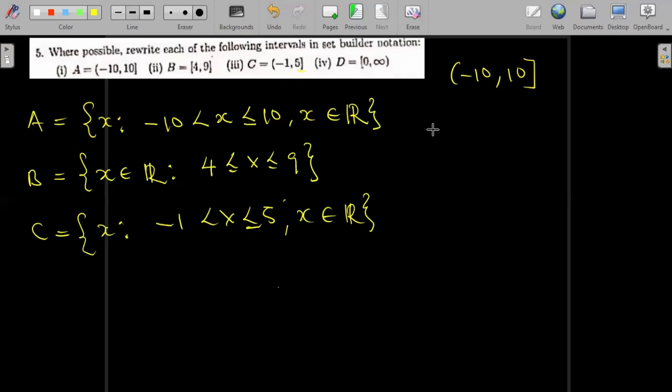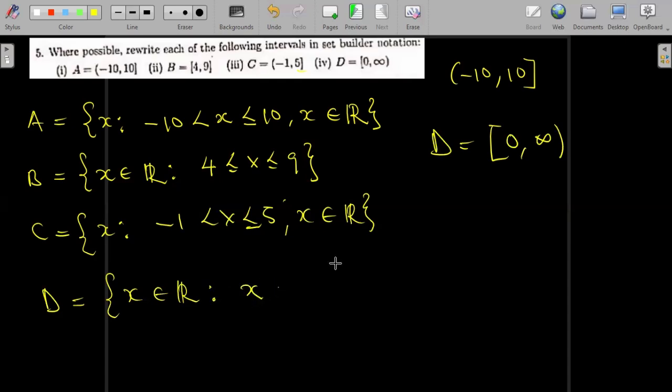Then for the last one, D, our last question, we said D has the interval 0, closed at 0, all the way up to infinity. So how do we write that one? You'd say X is a member of, of course, the real numbers, such that X is greater than or equal to 0. Like that, and this is how you'd finish.